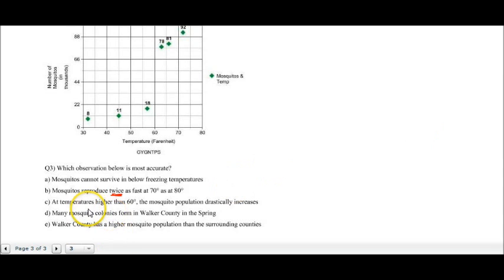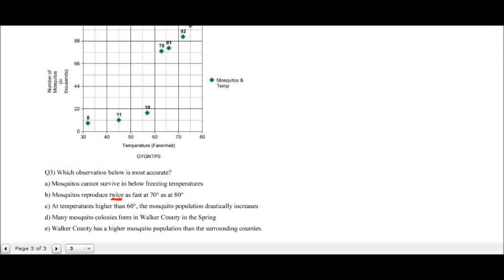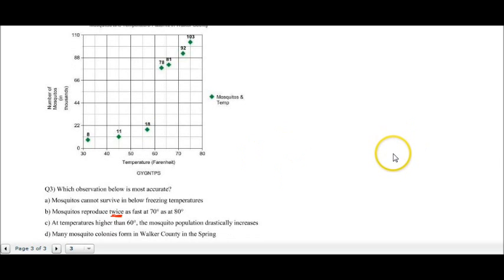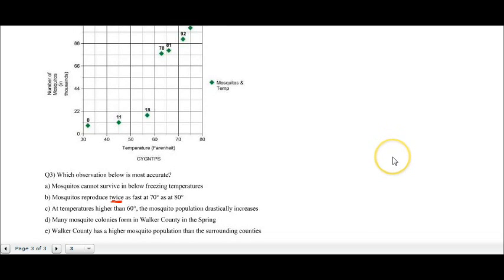Moving on down to C, at temperatures higher than 60 degrees, the mosquito population drastically increases. So if we say here's 60 and it's higher, is that a drastic increase between 18 and 78? Well, I would certainly say so. So again, we're just evaluating the facts, looking at the chart. And so we were going to say C, but let's also look at D and E because we might have some choice there. Many mosquito colonies form in Walker County in the spring.